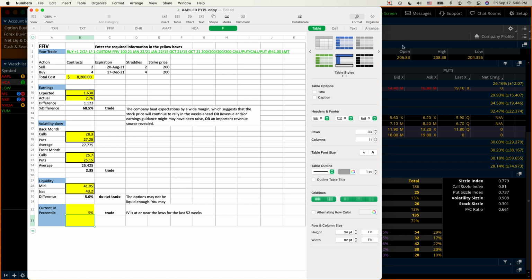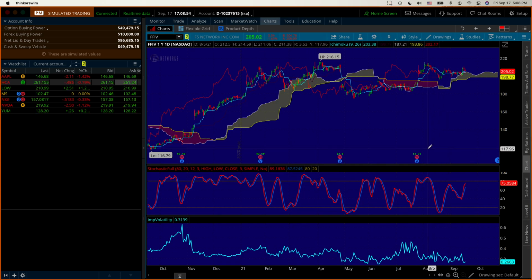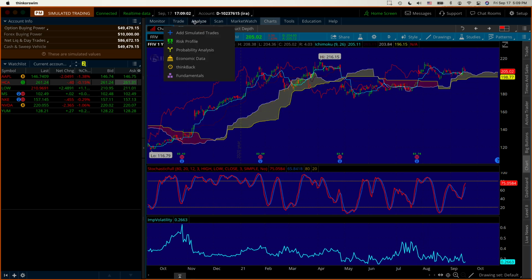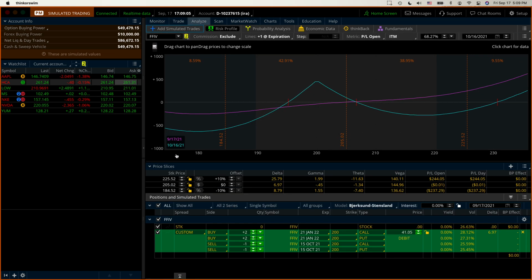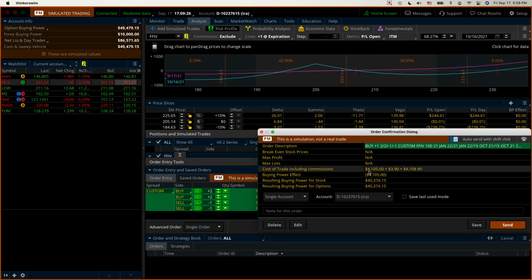So let's enter that. The only one thing you should be careful about is when the next earnings are coming, and that's in October, so I'll be all right. Okay, let's enter this. I just have to enter 2 lots instead of just one. Create duplicate, confirm and send, and then here you see.